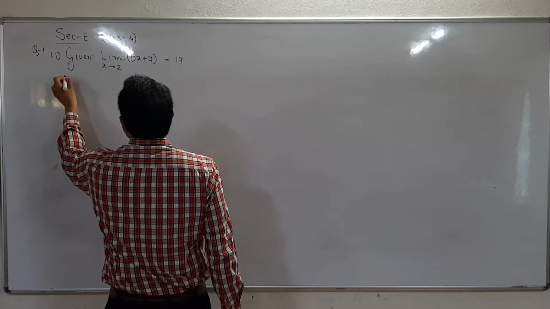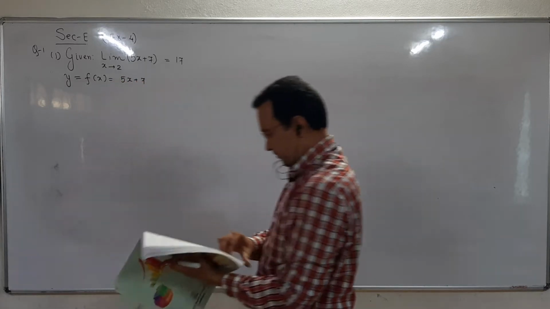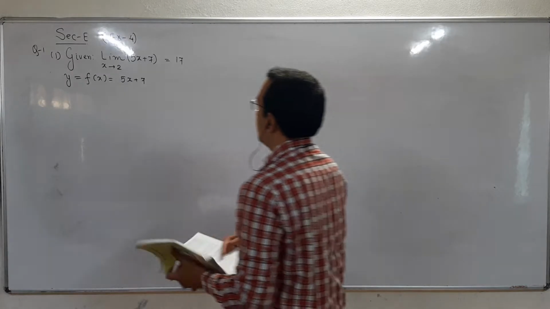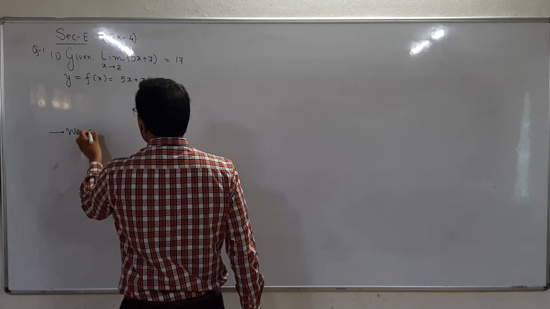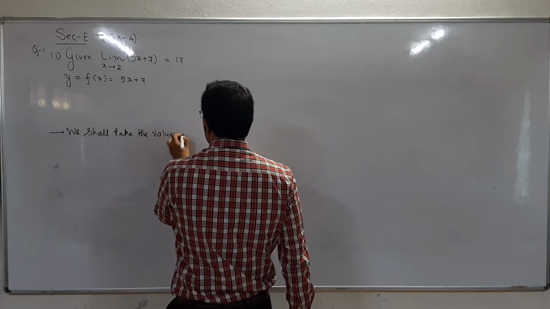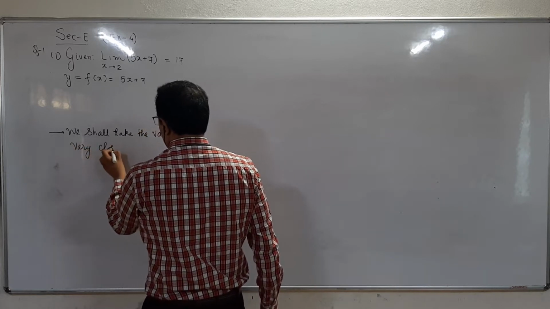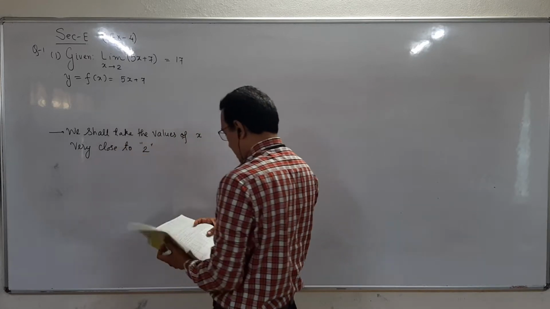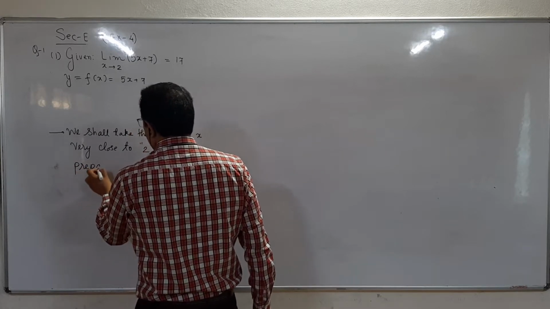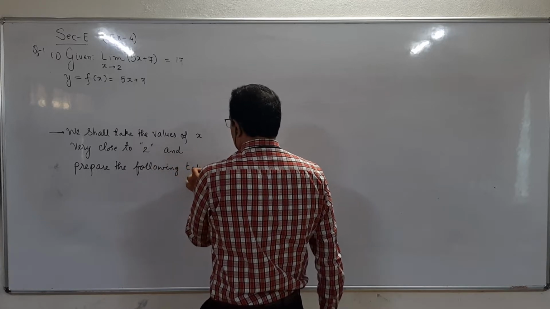Okay, so y is equal to f(x) is equal to 5x plus 7. Okay, students, now pay attention. As usual, we prepare the table. We shall take the values of x very close to 2 and prepare the following table. This is what we are writing, the steps.